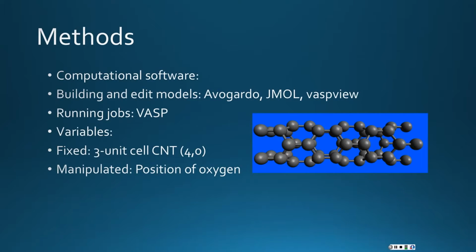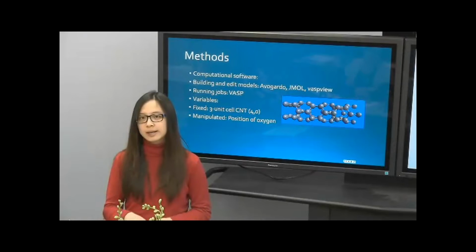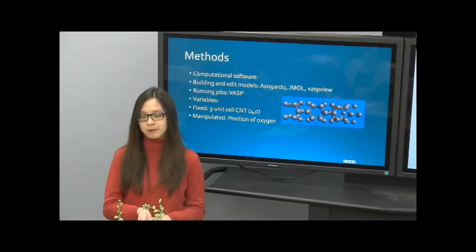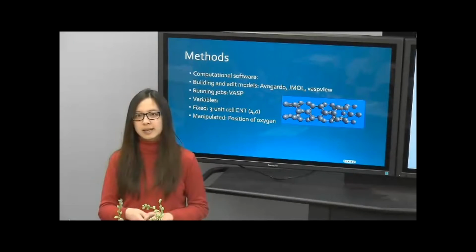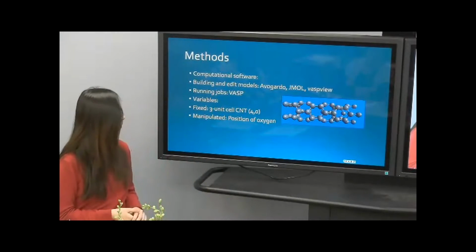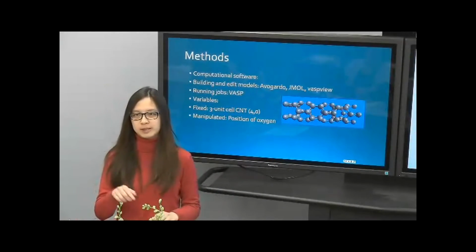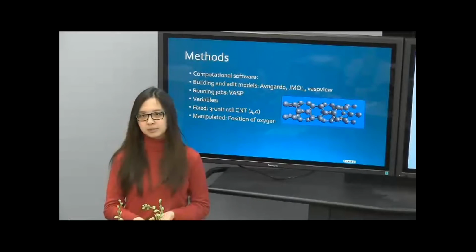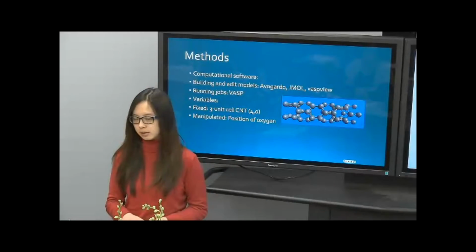To build and edit the models, I use Avogadro, JMOL, and VESTA. When I run the jobs, I use the VASP software. And then I use a 3-unit cell of carbon nanotube folded at (4,0), and I manipulate the position of oxygen on the carbon nanotube.